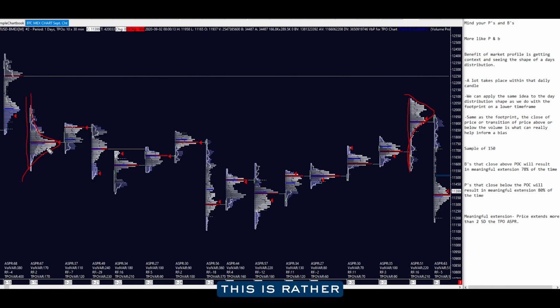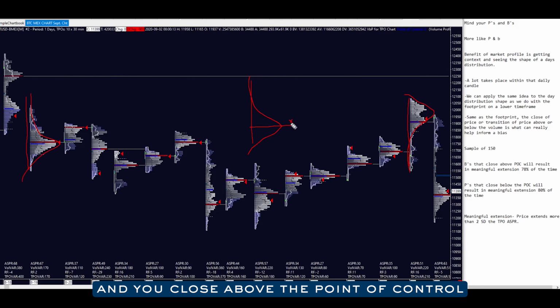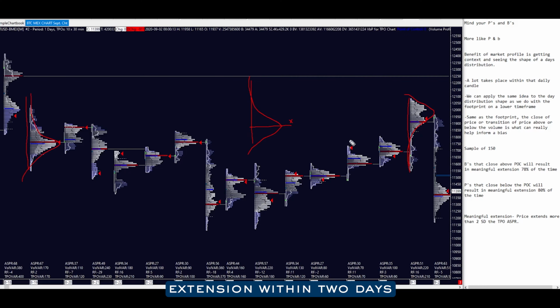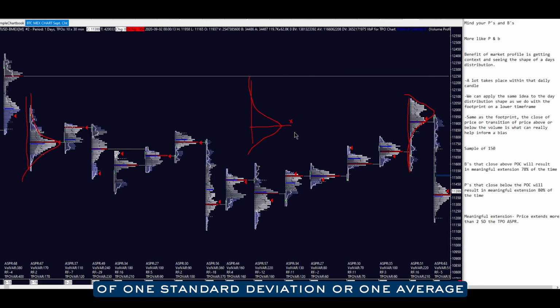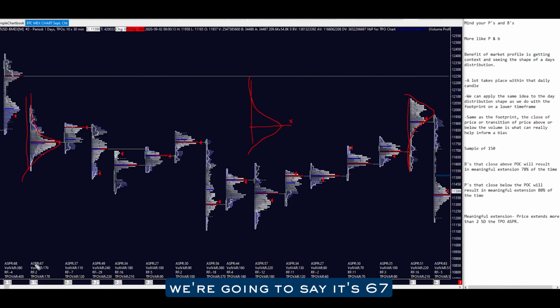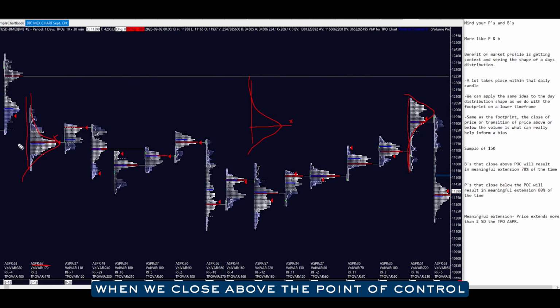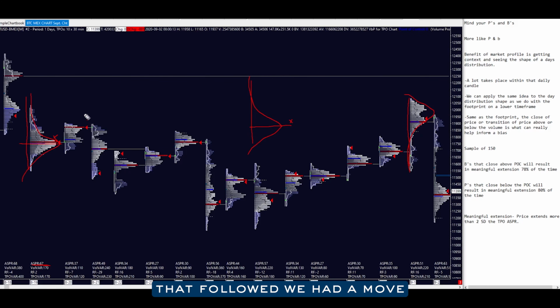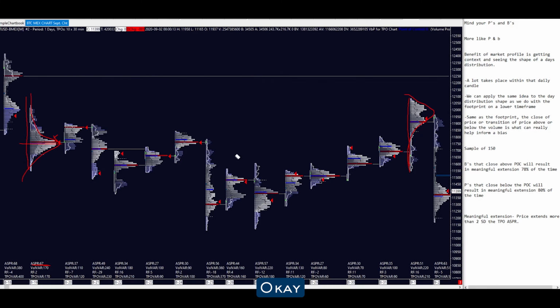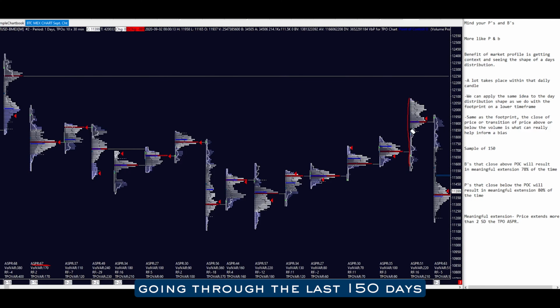What we're talking about within this is the same as the idea with VWAP. When the market creates a B pattern like this, 78% of the time when you close above the point of control, you're going to have a meaningful extension to the upside. Meaningful extension within the 2 days that follow: 78% of the time you're going to have a move that is a multiple of one standard deviation, or one average sub-period range size. If in this case we say it's 67, when we close above the point of control, 78% of the time in the cases that followed, we had a move that was twice that value. Again, this is just a very quick analysis going through the last 150 days.